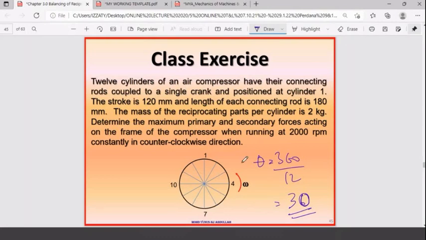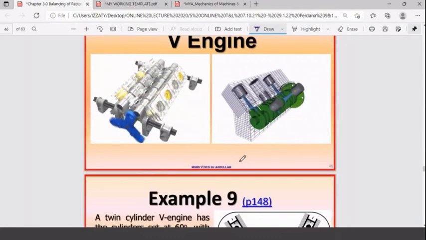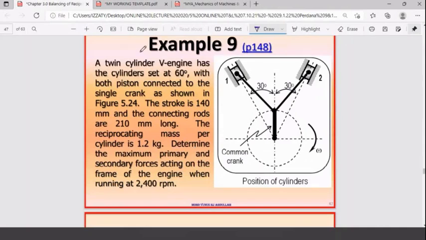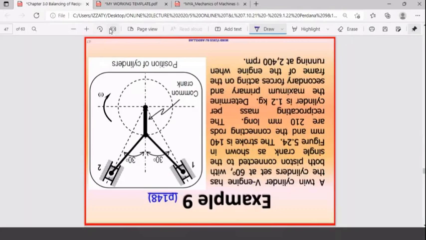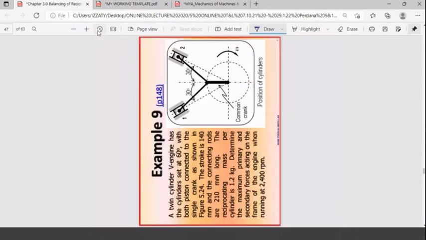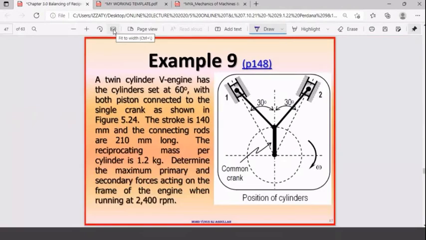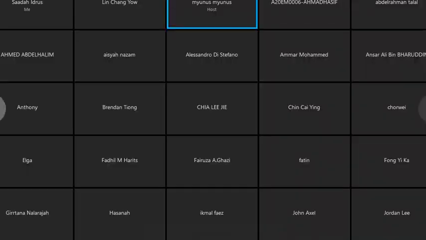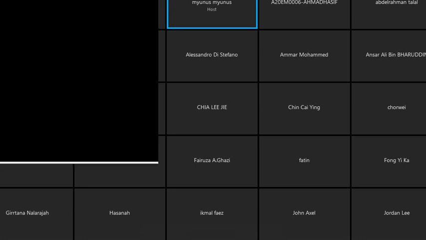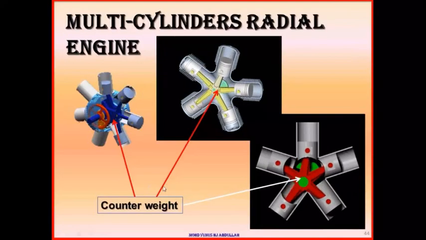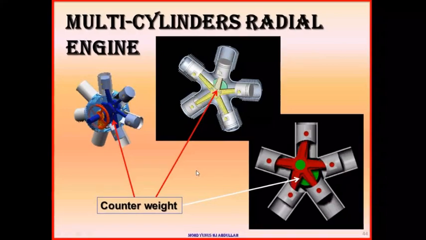Okay, now I'm going to move to this one, what we call the, sorry, I pressed the wrong button. The V engine. Before we start this one, I would like to stop sharing this and share with you the animation just now, so that you can see the motion of the V engine compared with the radial and also the inline engine.